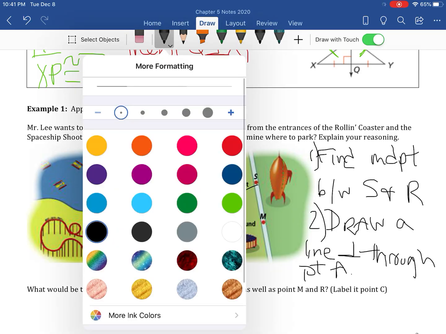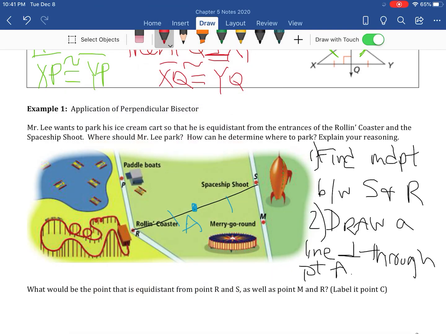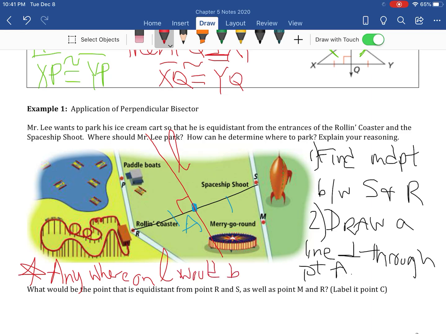And I'm going to do that here in red. What it's going to look like here, and again, it's perpendicular. We'll just call it line L. Right? Anywhere on line L, anywhere on line L would be equidistant.